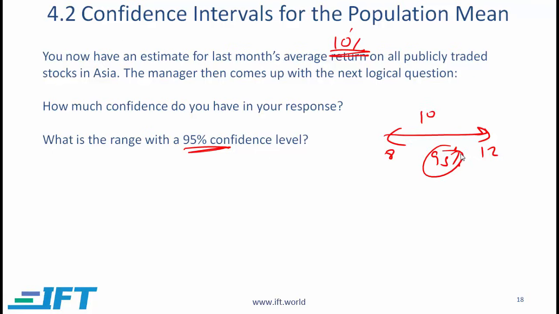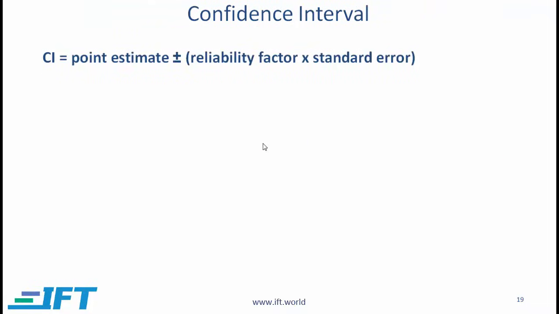So what we are now going to talk about is, how do we come up with a range of possible values for the population mean given a certain level of confidence. Here is the basic formula we'll use. The confidence interval, which is essentially the range, is your point estimate, 10% in our case, plus or minus a reliability factor times the standard error.